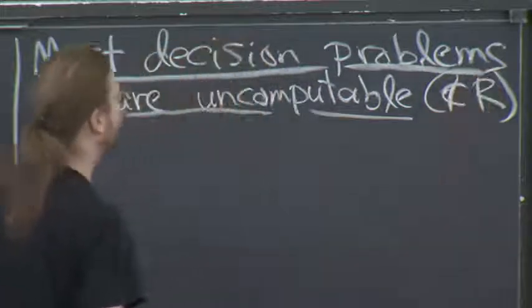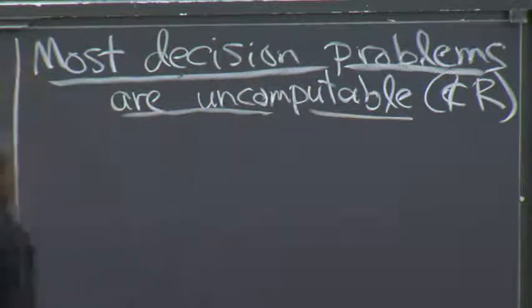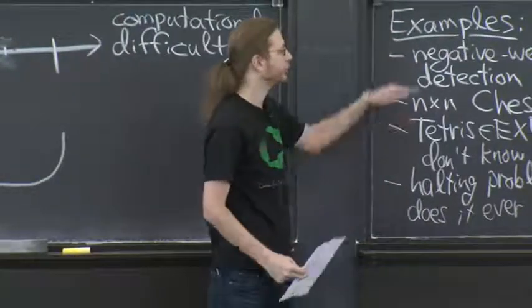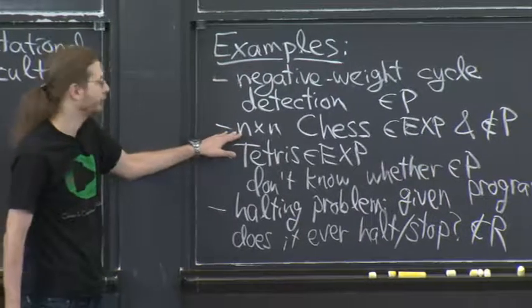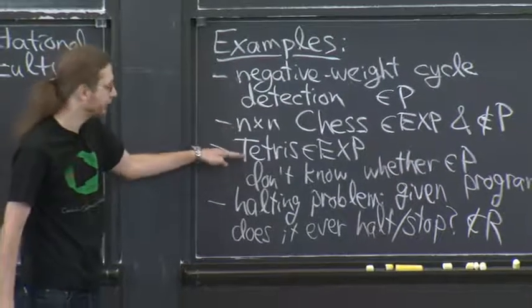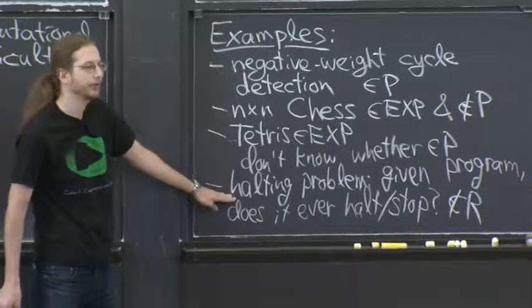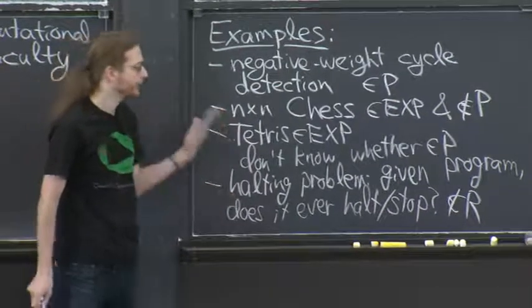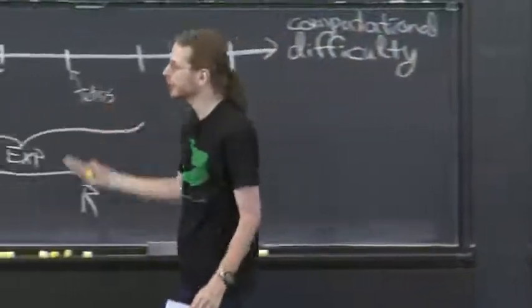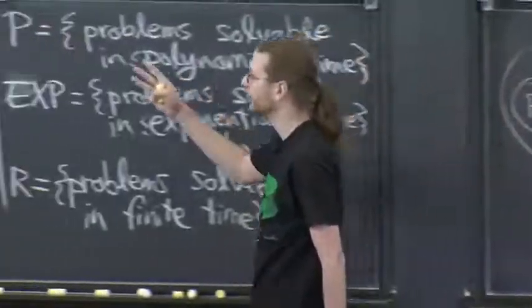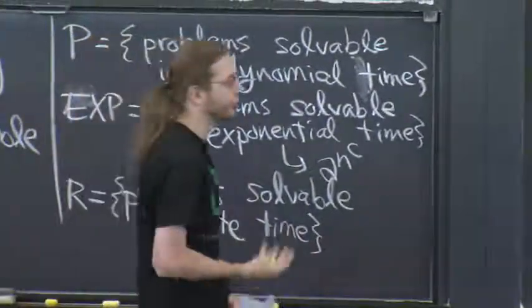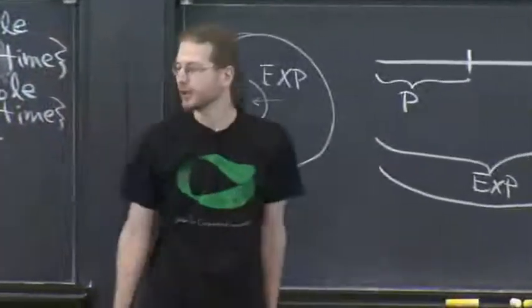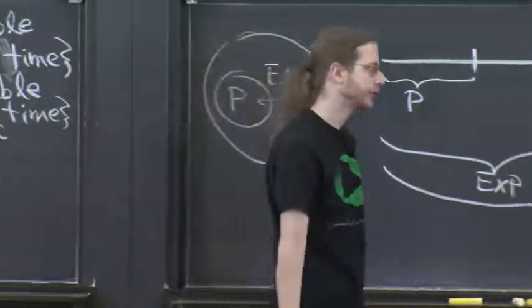I need one term, though, which is decision problems. All of these problems, I set it up in a way that the answer is binary, yes or no. Is there a negative weight cycle, yes or no? Does white win from this position in chess? Can you survive in Tetris? And does this program halt? For various reasons, basically convenience, the whole field of computational complexity focuses on decision problems. And in fact, decision problems are ones where the answer is yes or no. That's all.